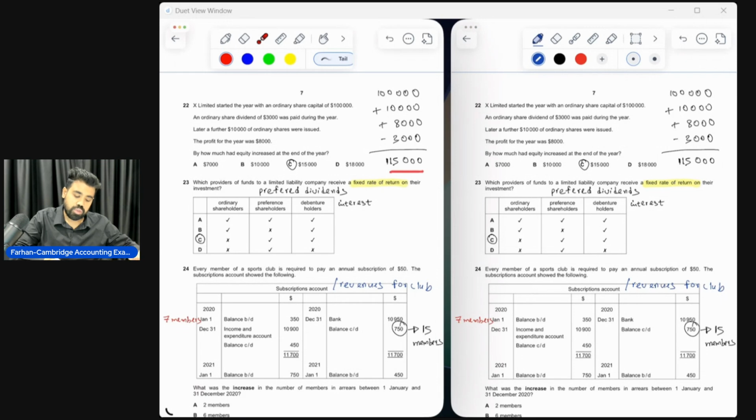So we started the year with $100K. We ended with $115K. So there is an increase of $15K. Therefore, the equity had increased by $15,000 by the end of the year, which is option C.